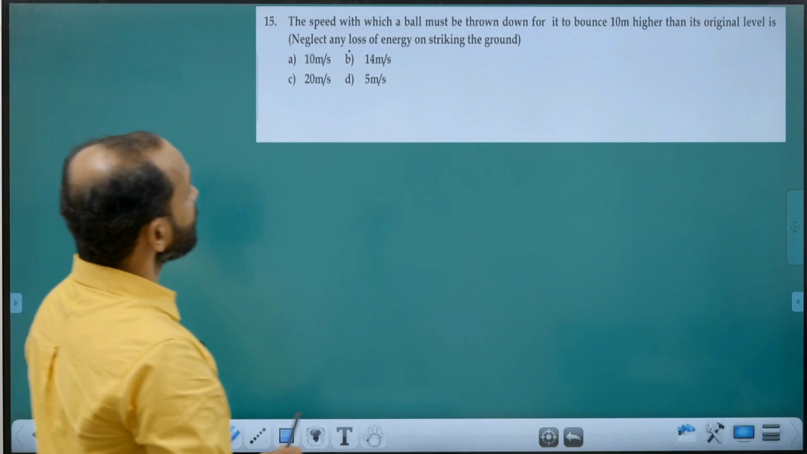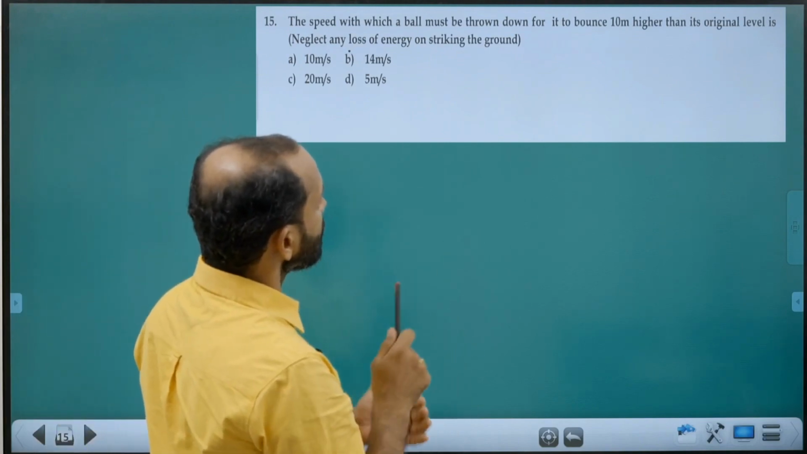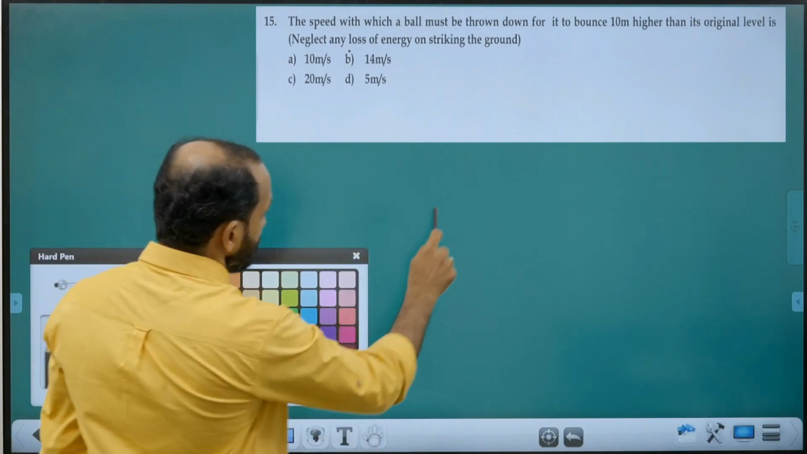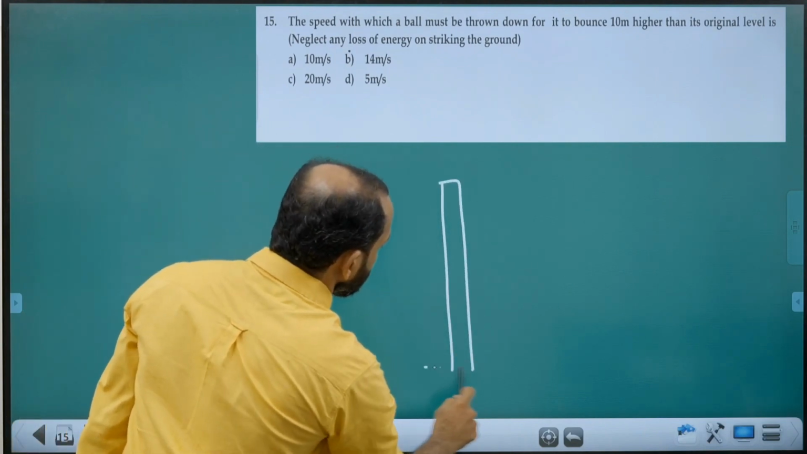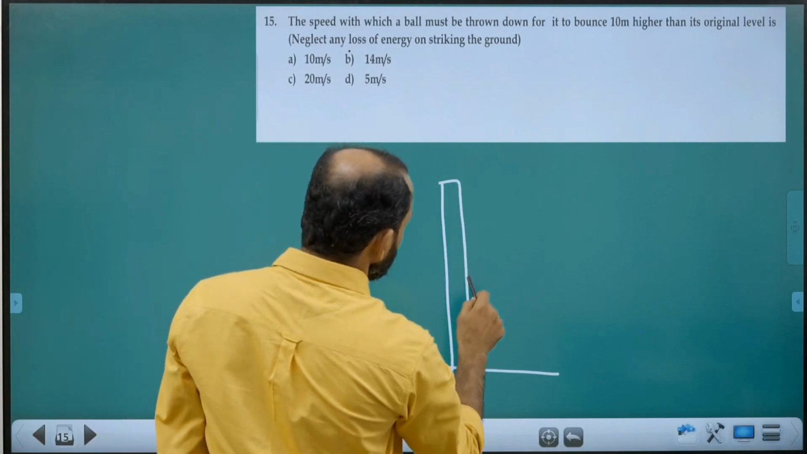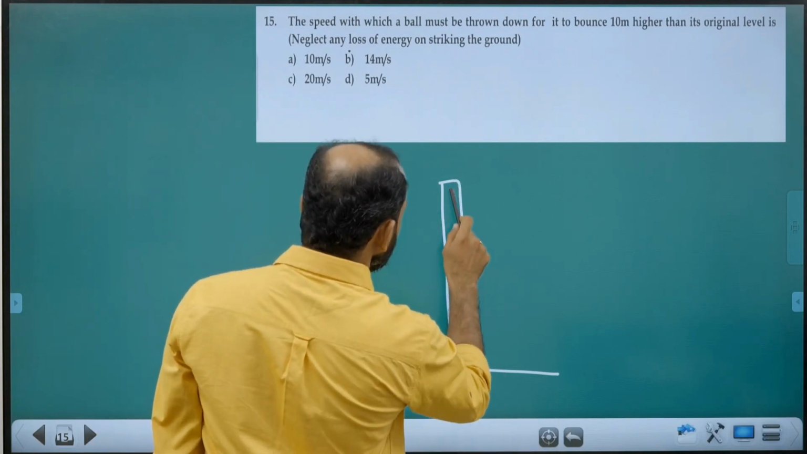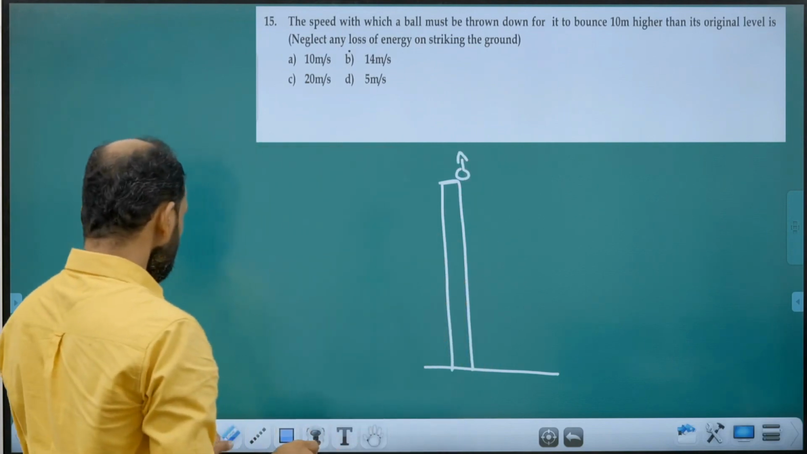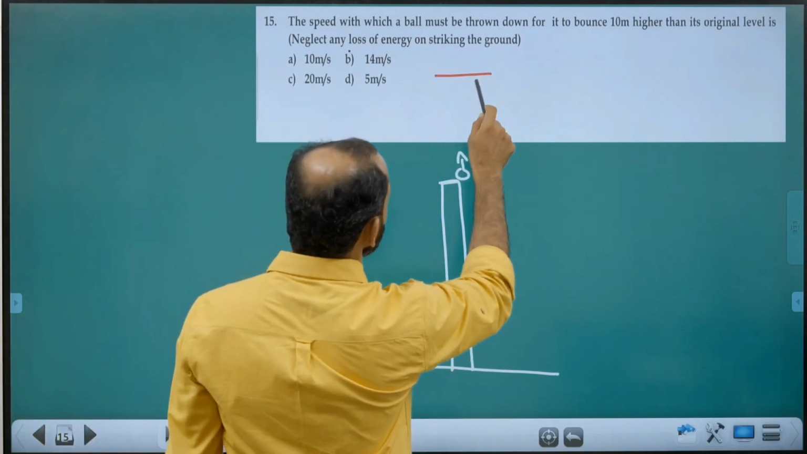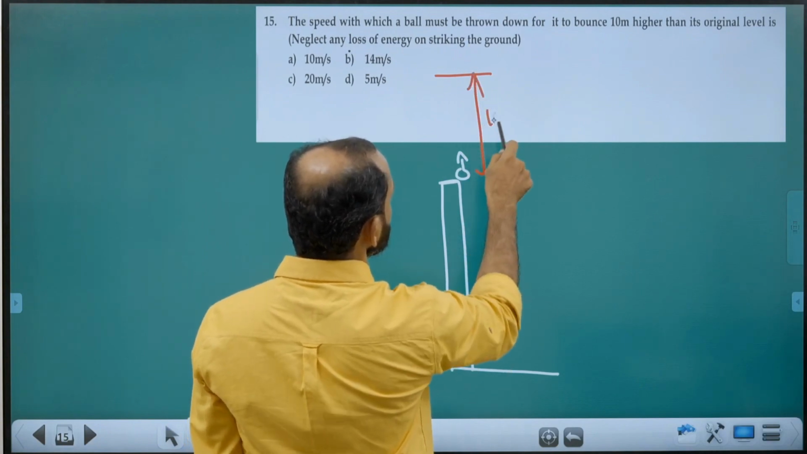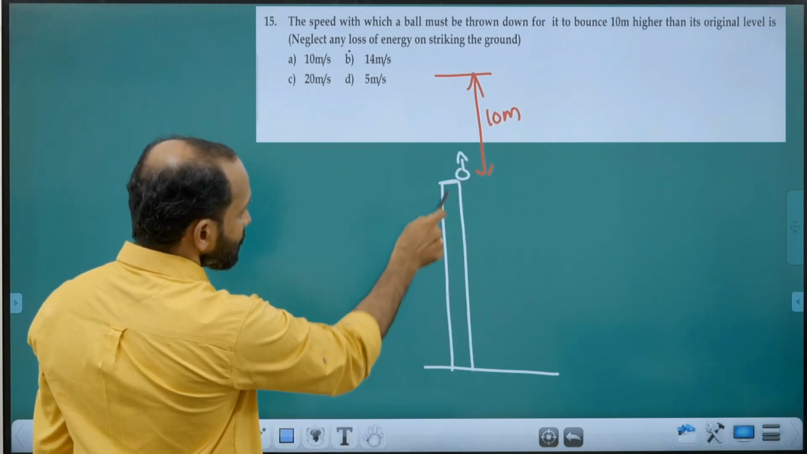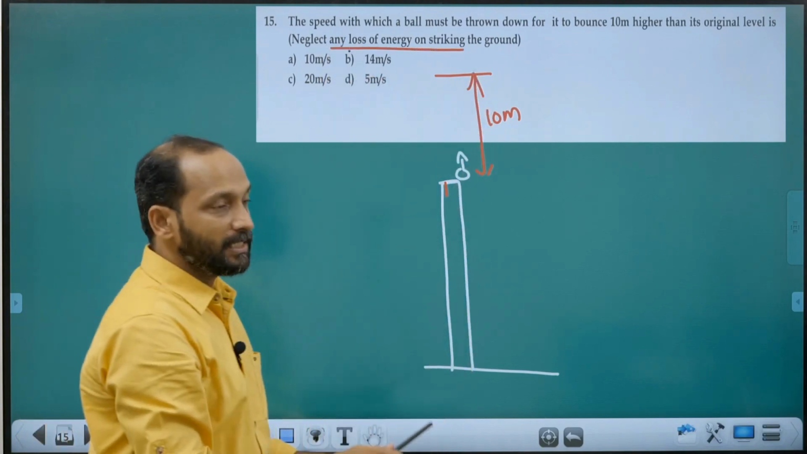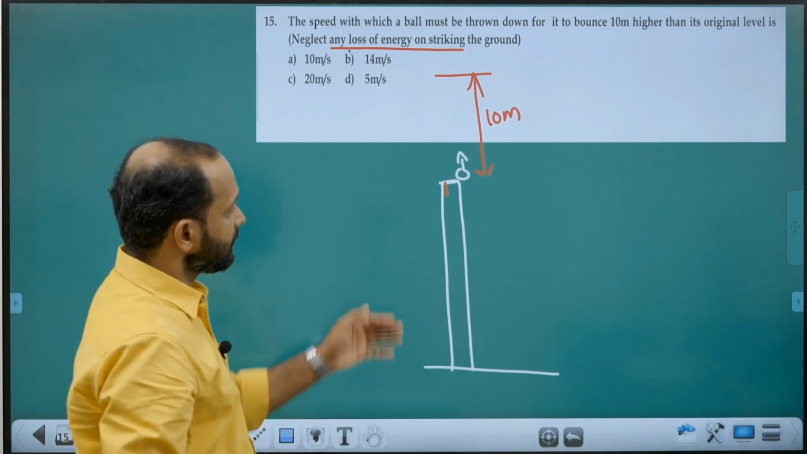15. The speed with which a ball must be thrown down for it to bounce 10 meters higher than the original level. Suppose this is the original level from which the ball is thrown. It is to reach 10 meters higher than the original level. Let this be 10 meters, and this is the original level. Assuming there is no loss of energy while the collision happens.